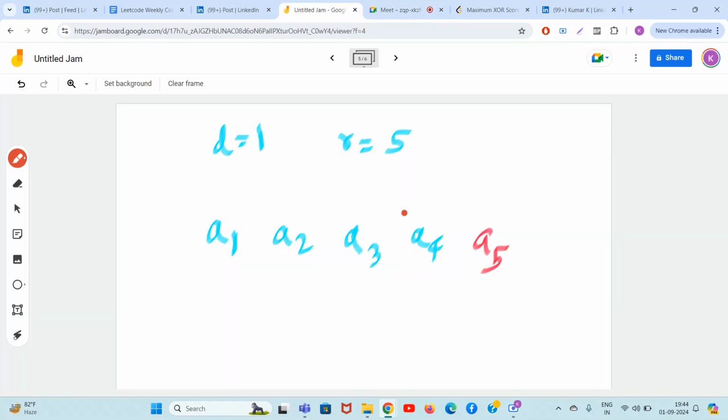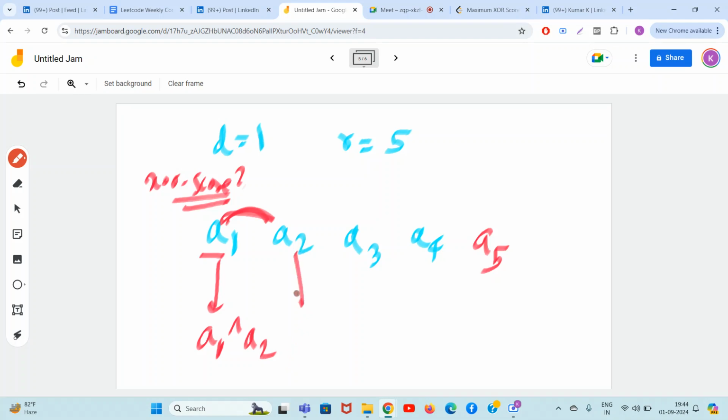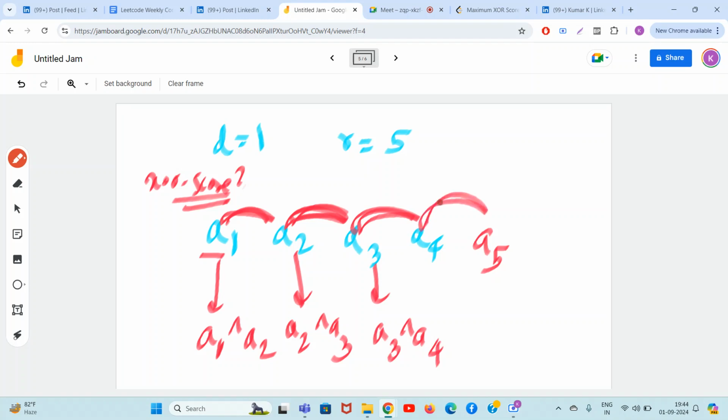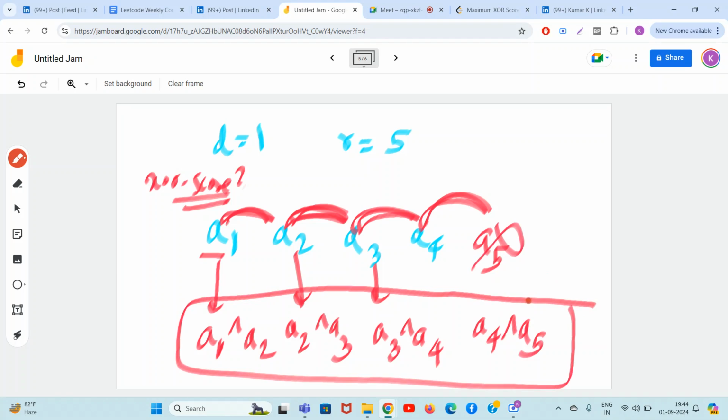So what are they saying now, how to calculate the XOR score? They are saying replace this guy with the XOR of these two numbers. So what will be the XOR of A1 and A2? A1 XOR A2. Replace this number with the XOR of the adjacent guy, A2 XOR A3. Replace this guy with the XOR of the adjacent number, A3 XOR A4, then A4 XOR A5. And forget the last guy, ignore it.